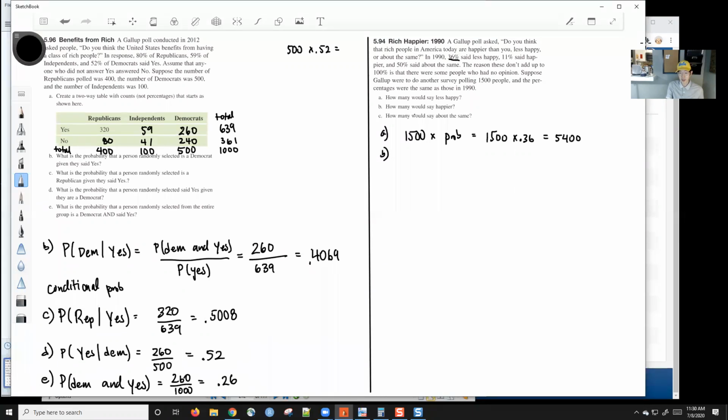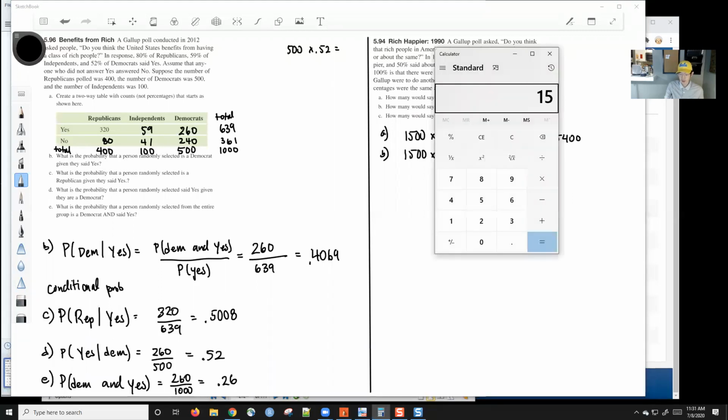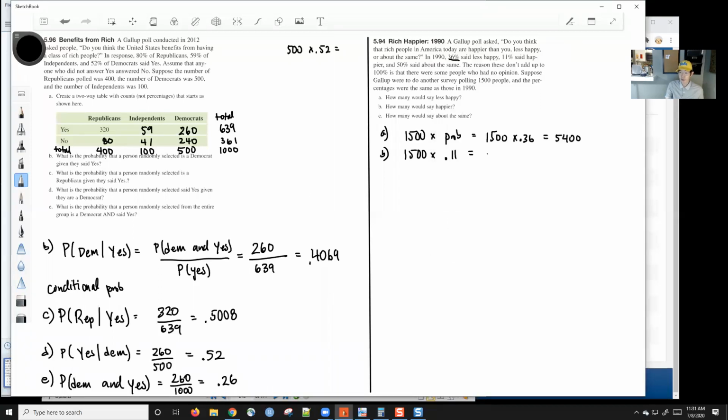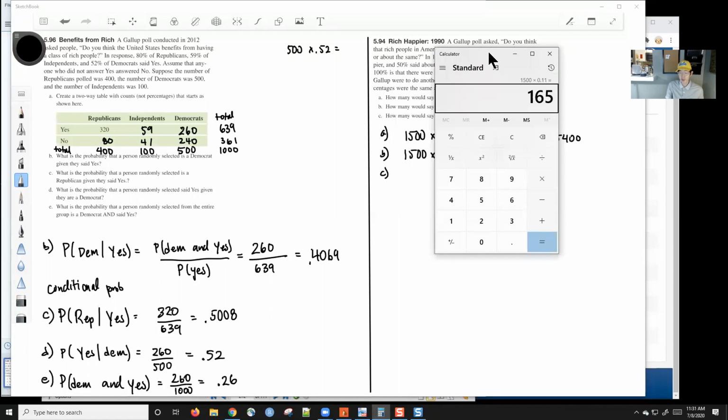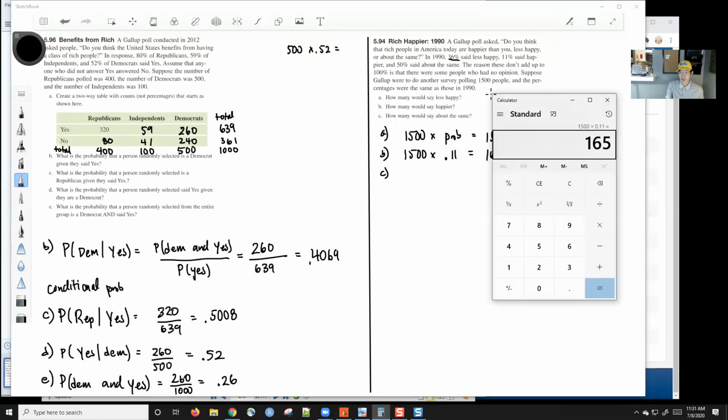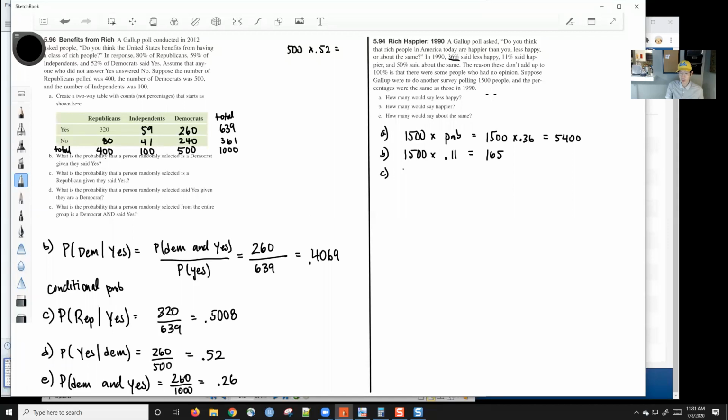How many would say happier? 1,500 times 11%, 0.11, that's 165. And how many said about the same? 1,500 times 0.5, that's 750. I thought this was a more complex problem.